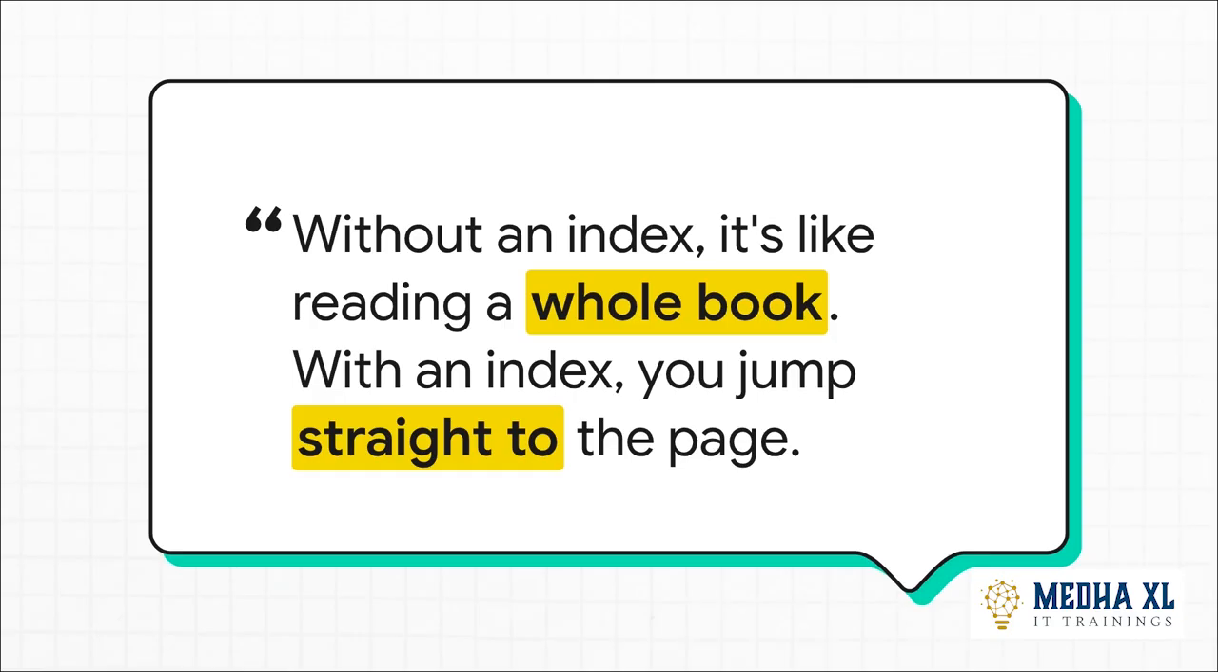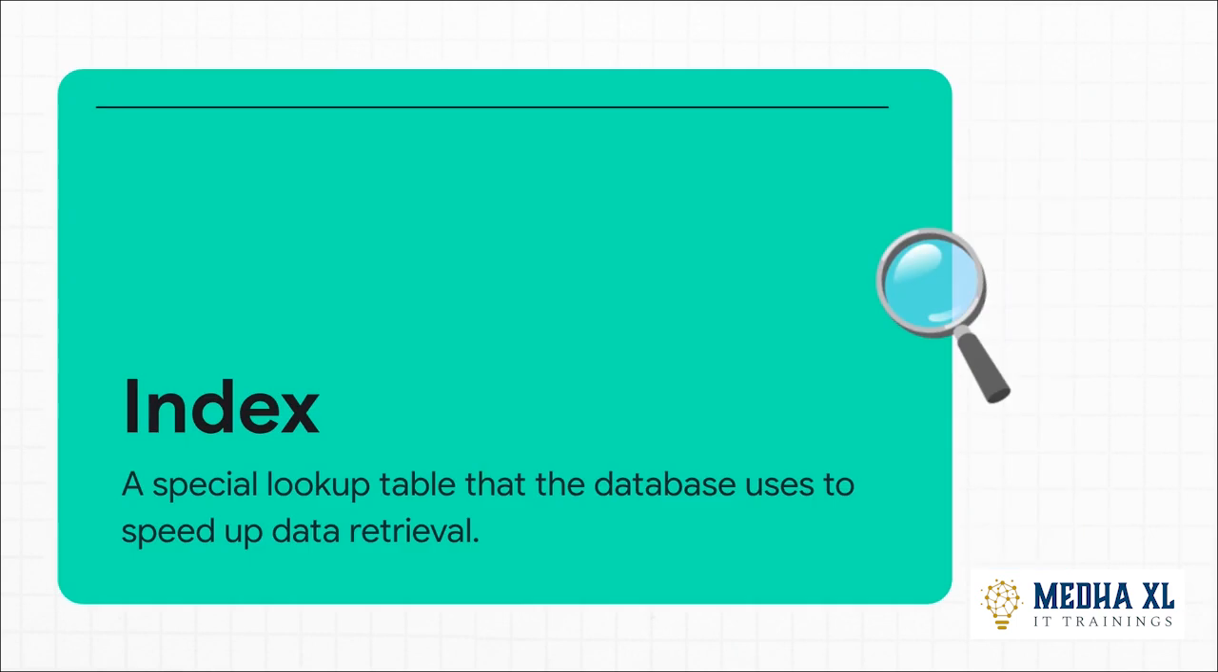You jump right there. And technically speaking, that analogy is pretty much spot on. An index is a separate, special lookup table that your database creates and maintains behind the scenes. It maps the values in a column to their physical location on the disk, allowing the database engine to find the rows you're looking for incredibly fast.